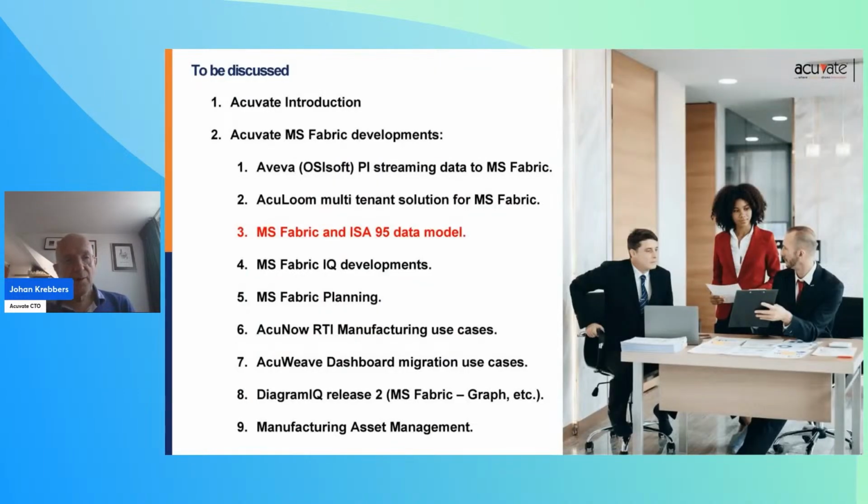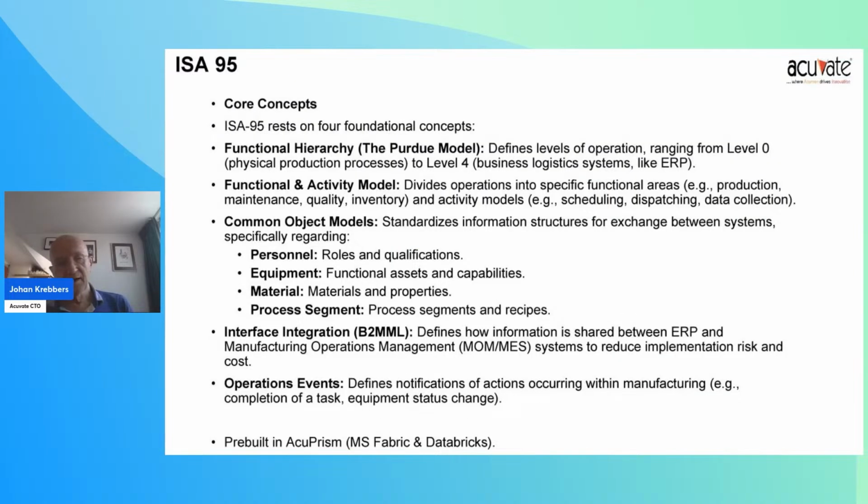Then we spoke before about ISO 95. ISO 95 is a data model heavily used in the process industry. It has personnel elements, it has equipment elements, material elements, and process segment elements. They're all embedded in your ISO 95 data model. And we've embedded this data model, we've reported and implemented it in a Fabric environment.